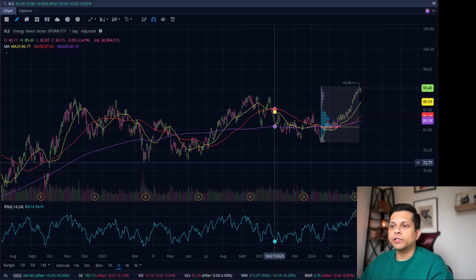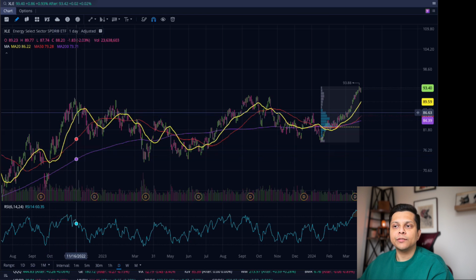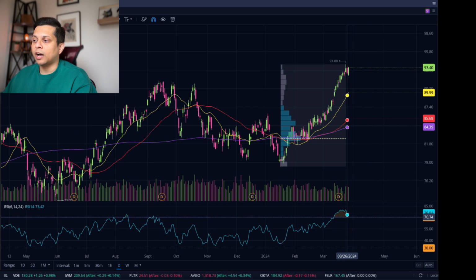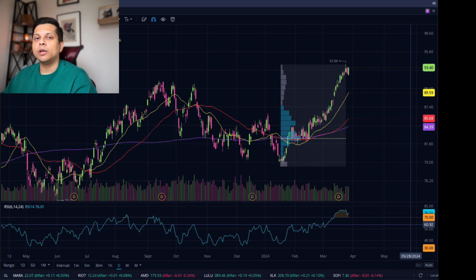If you zoom out for a second, you will notice that the ETF price generally respects the 20-day moving average. The next point that you should consider is the RSI currently is at 76, so the ETF is really overbought. This is not the time for you to be buying at the top, especially when you have sector ETFs which you know will be pulling back at some point in time.